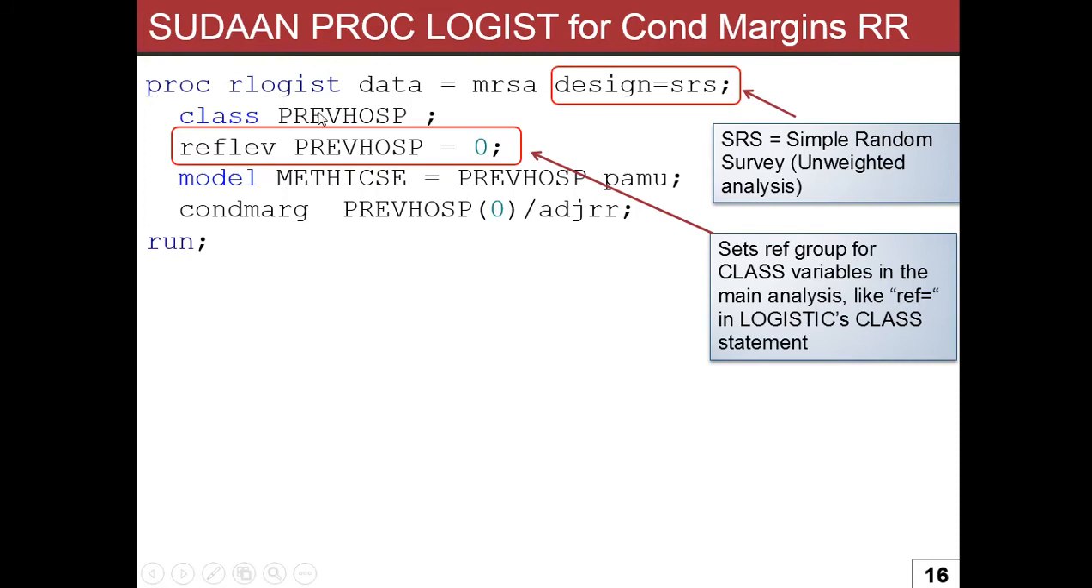In Proc Logistic, we can get away without the class statement on the exposure if it's just 0, 1. Here you got to do it. And you got to do this extra line called reflev equals 0. This is like the ref equals option in the class statement on SAS. You have to do this because it has to know what the comparison group is. This is saying exposed is 1 versus unexposed 0. So you got to do this as a second line, reflev previous hosp equals 0.